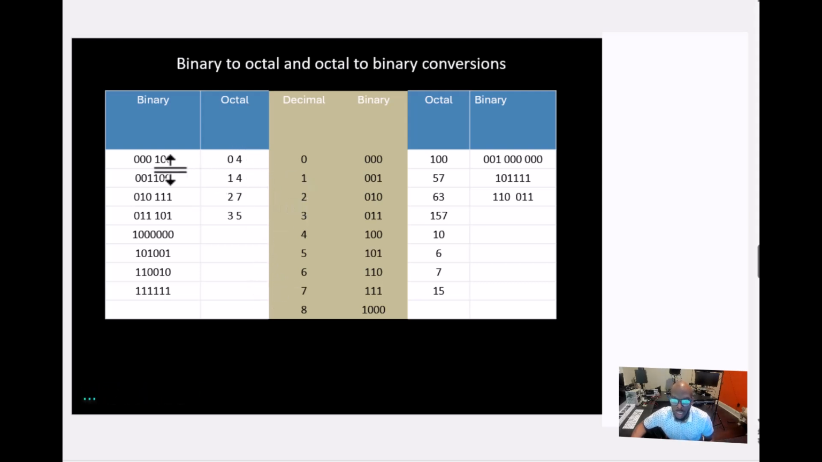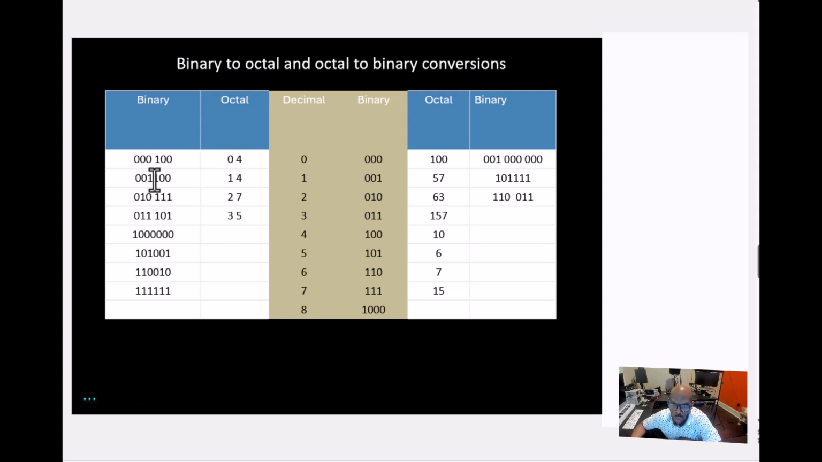Okay, so 0, 0, 0, we know that's a 0. 1, 0, 0, we know that's a 4. So that's how I got 0, 4. Now, these spaces are just for clarity, so you wouldn't write the space in there for your final answer.